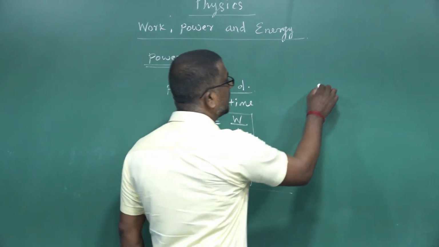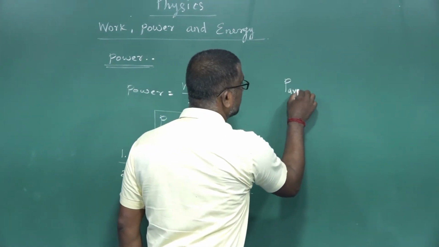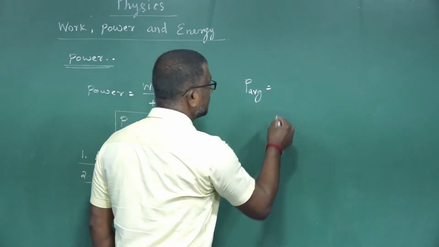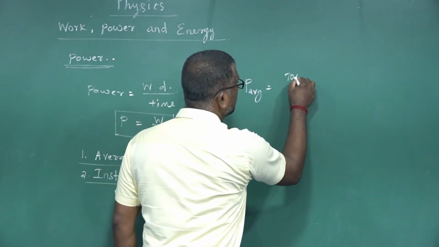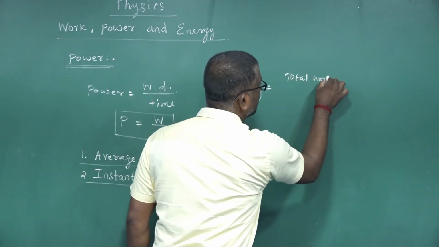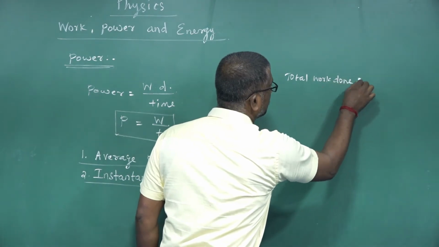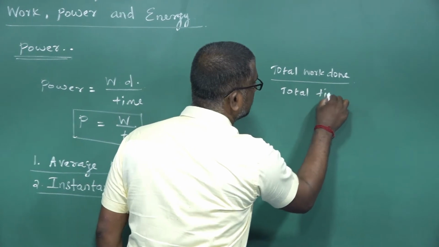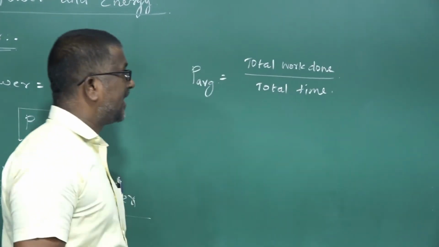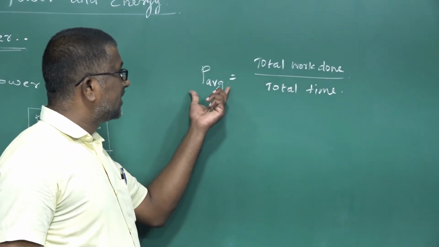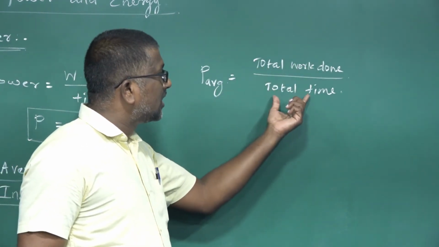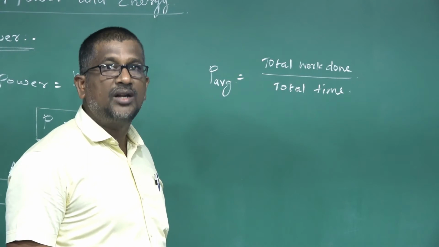Average power is denoted by P suffix avg. It is given by total work done divided by total time taken. So the average power is defined as the ratio of the total amount of work done to the total time taken.